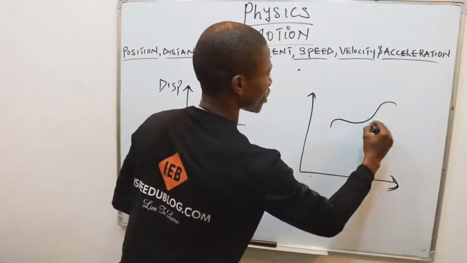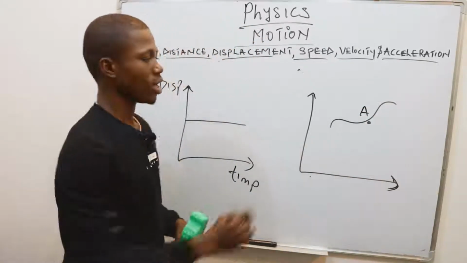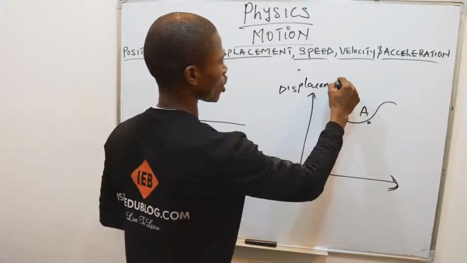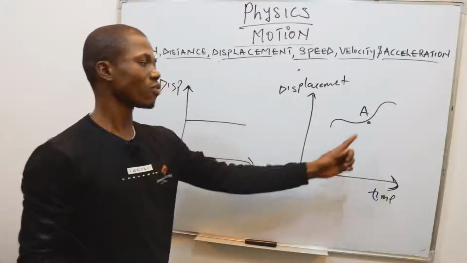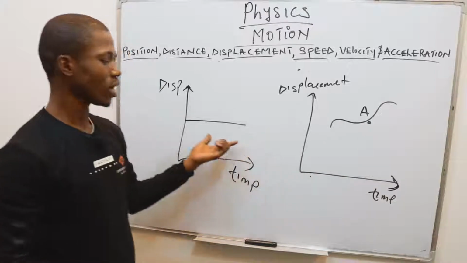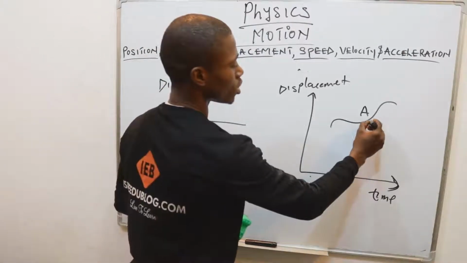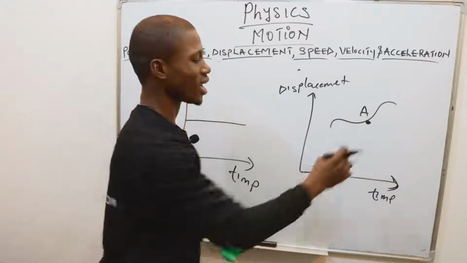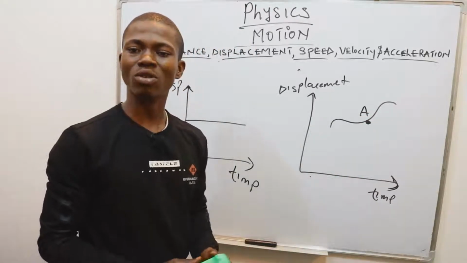It goes like this, and here is point A, and here is our displacement, and here is our time again. And they ask us to find the velocity at A. And if you watch now, this is not a uniform velocity. Therefore, to find the velocity at A, we have to find the velocity at this particular instant.